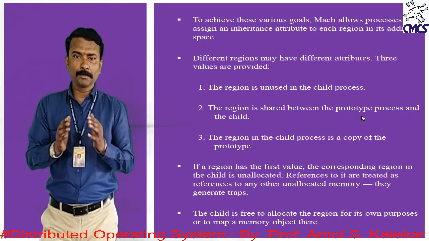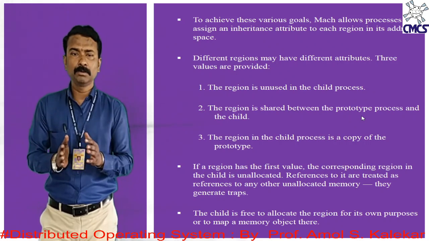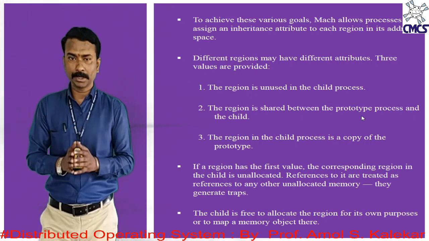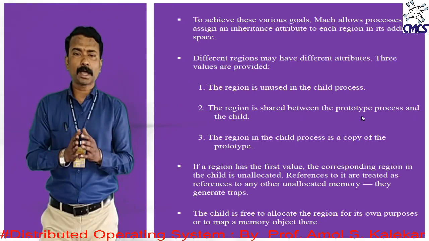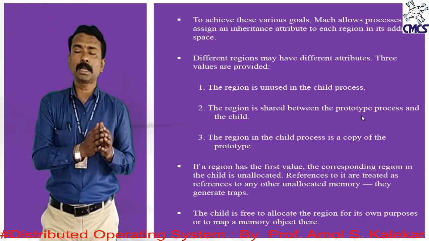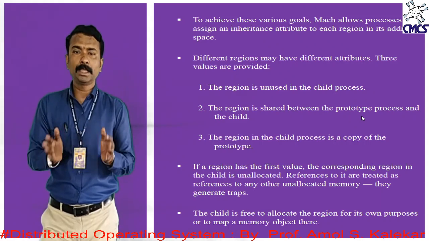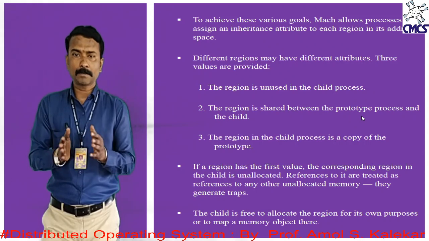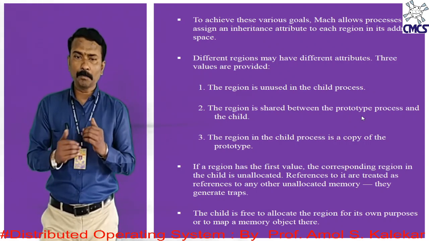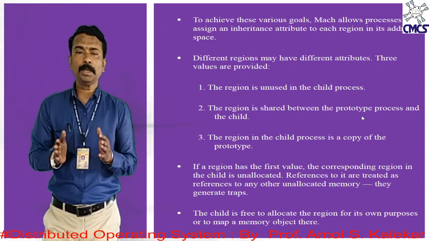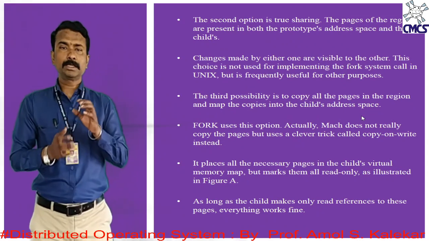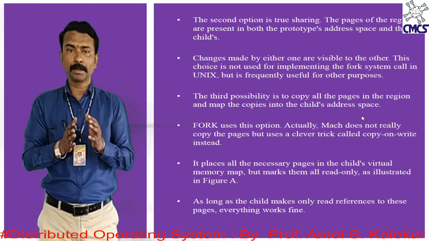In this manner, if a region has the first value, the corresponding region in the child is unallocated. References to it are treated as references to other unallocated memory, and they generate traps. Now the child is free to allocate the region for its own purpose or to map a memory object there. Now, the second option is true sharing.